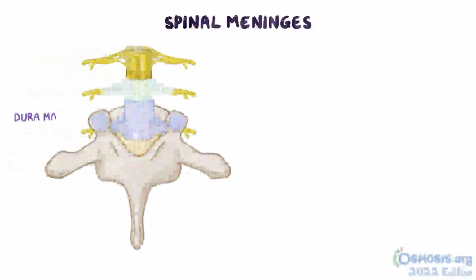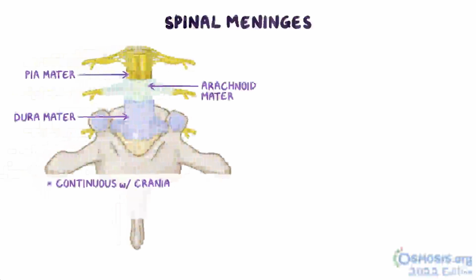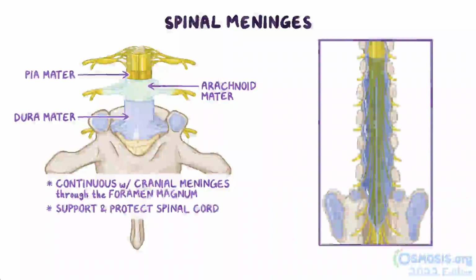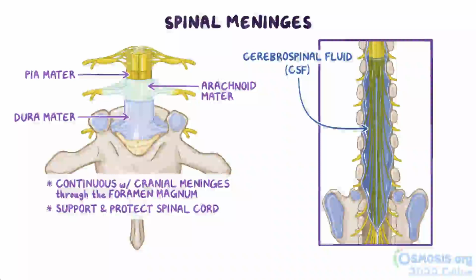Now, the spinal cord and the spinal nerve roots are covered by three membranes collectively called the spinal meninges: the spinal dura mater, arachnoid mater, and pia mater. The spinal meninges are continuous with the cranial meninges through the foramen magnum, and they function to support and protect the spinal cord. They also contain the cerebrospinal fluid, or CSF for short, in which the spinal cord is suspended.